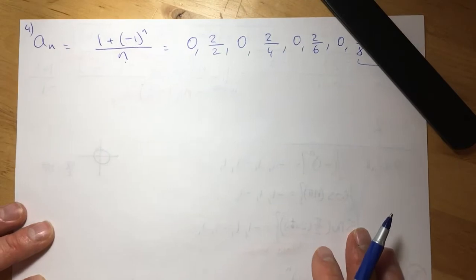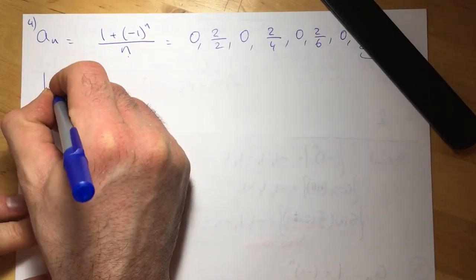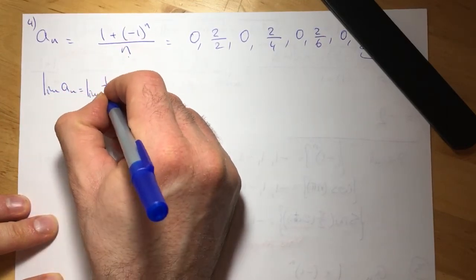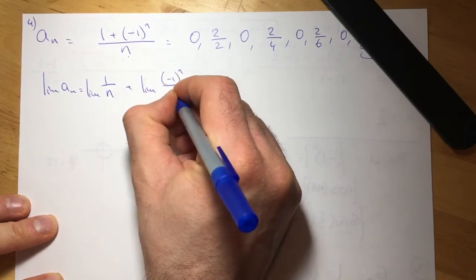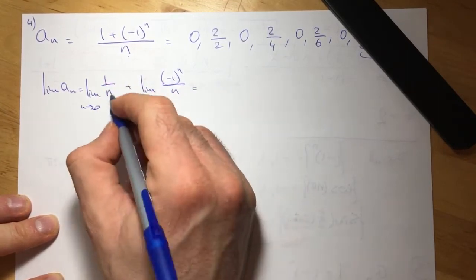But because we didn't learn subsequences, how am I going to solve this? Well, for the limit of a_n, first I can split this. That's the limit of 1 over n plus the limit of negative 1 to the power n over n as n goes to infinity. Well, the first limit is 0.